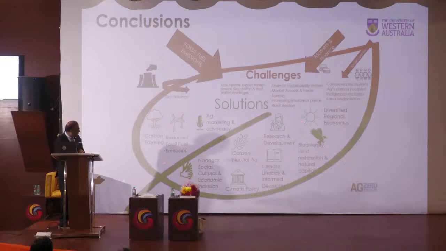But we have plenty of solutions: carbon farming, reduced fuel emissions, agriculture marketing and advocacy groups, then traditional knowledge from indigenous communities. Then we can have carbon neutral agriculture, climate policy by the government, climate literacy, we need to inform the public about it, research, development and extension, biodiversity and restoration of the natural resource base, and diversified regional economies. Thank you very much.